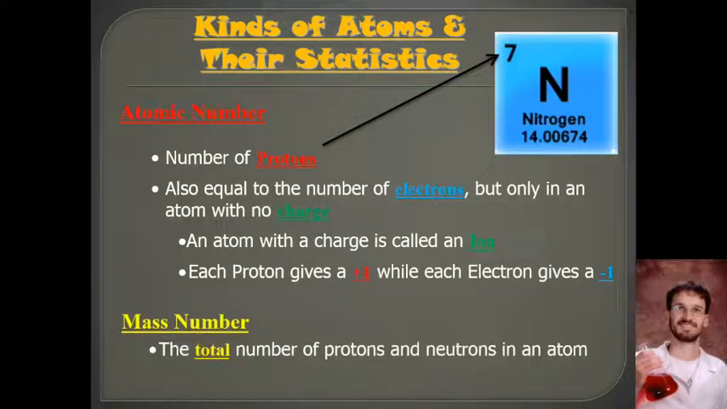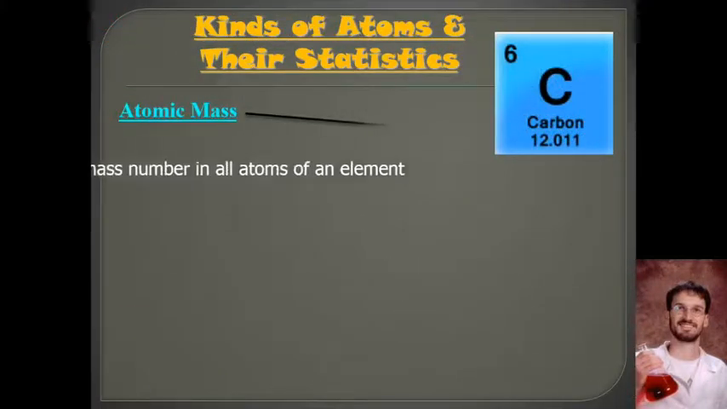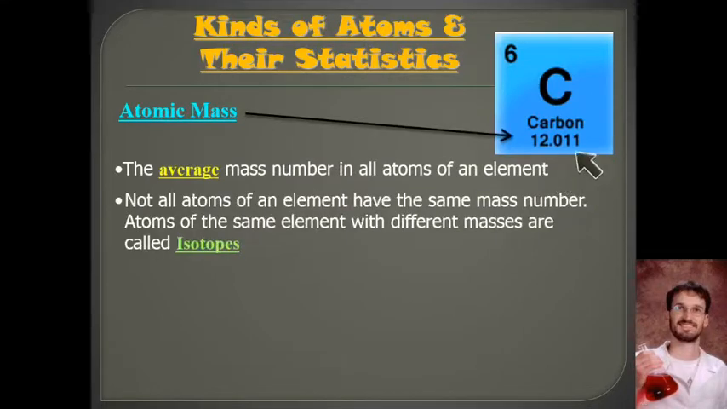The mass number isn't one of the things up here on the chart, so you don't see the mass number on the periodic table. But the term mass number refers to protons plus neutrons. Atomic mass is this number down here at the bottom, and it's always a big long decimal because it's an average.